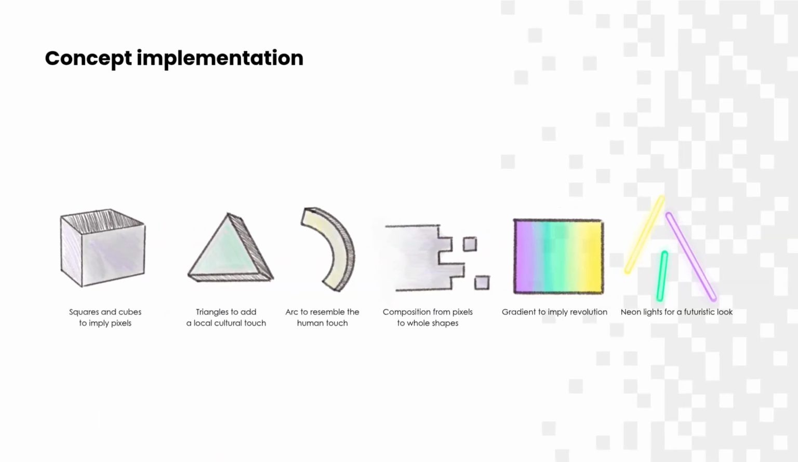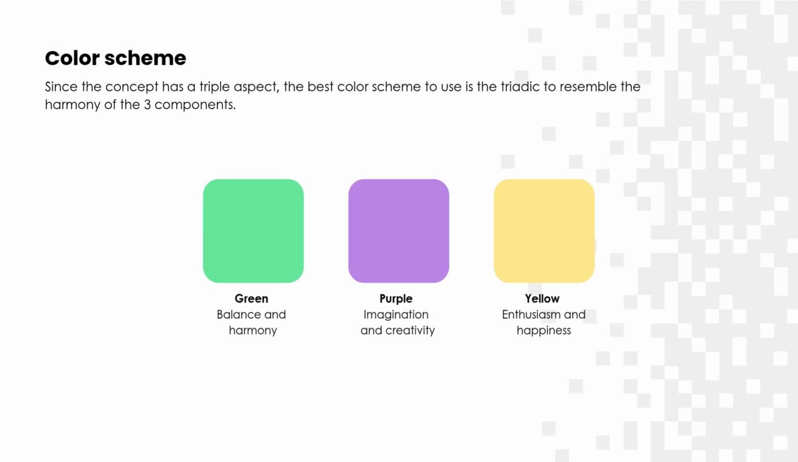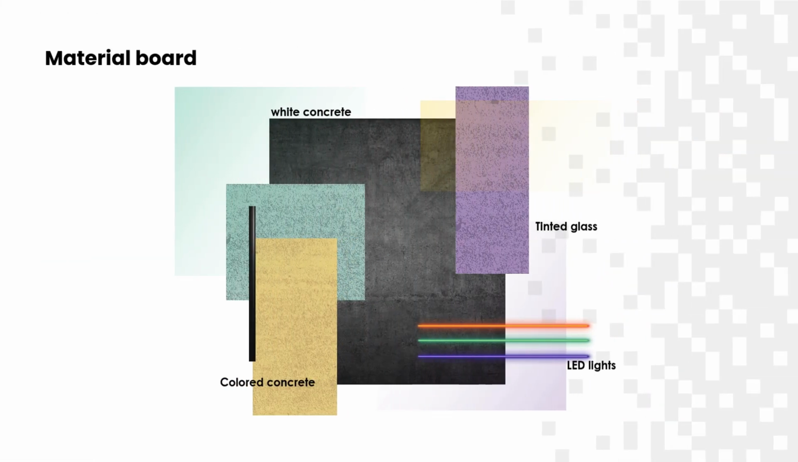Squares, cubes, triangles, arcs, compositions of pixels, gradients, and neon lights are used to successfully imply the concept. The project uses the triadic color scheme to emphasize the balance between the three elements of the concept. Raw and futuristic materials are used to imply balance between the elements.